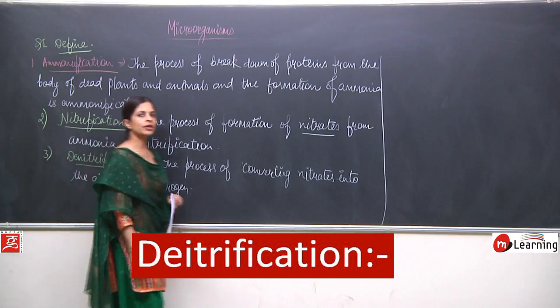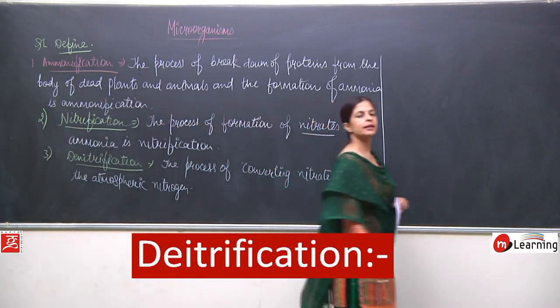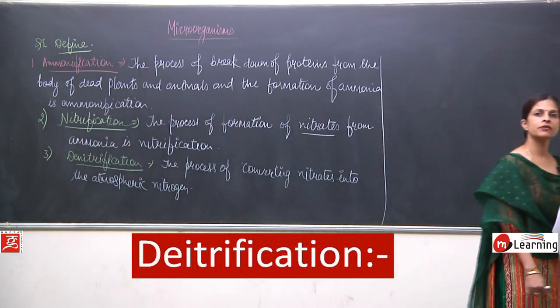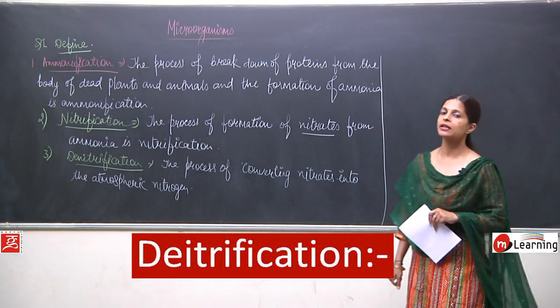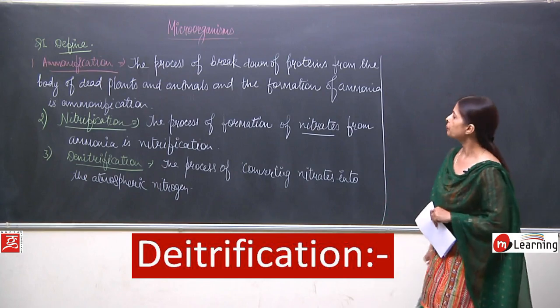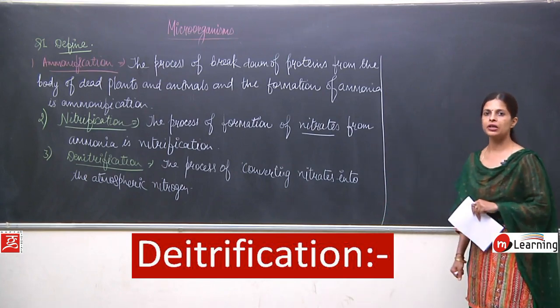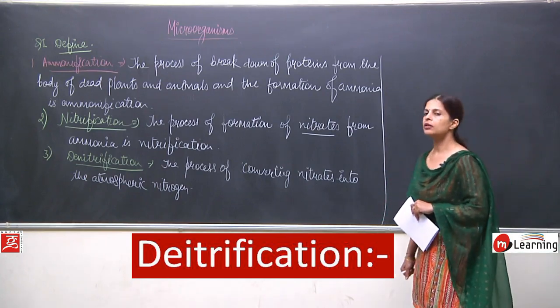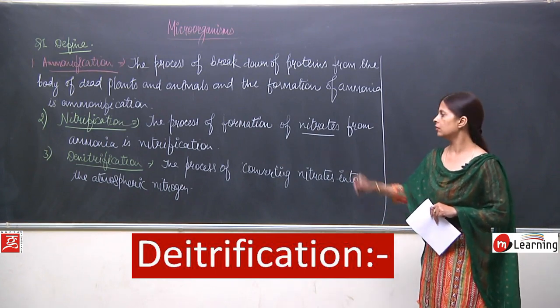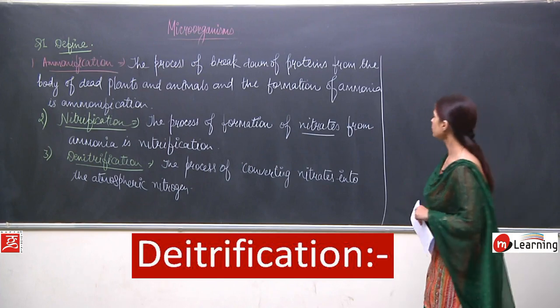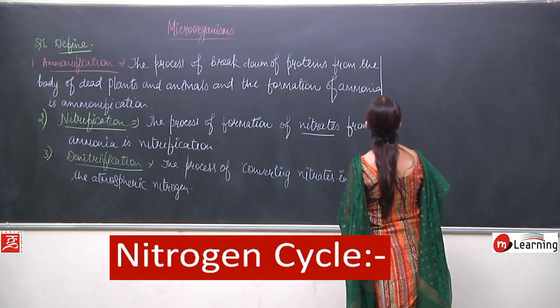So, ammonification is formation of ammonia from the proteins. Nitrification is the formation of nitrates from the ammonia. Ammonia will get converted into nitrites. Nitrites will get converted into nitrates. Now, the next one is denitrification, and denitrification is what? The process of conversion of nitrates to the atmospheric nitrogen. Come to the fourth one now.